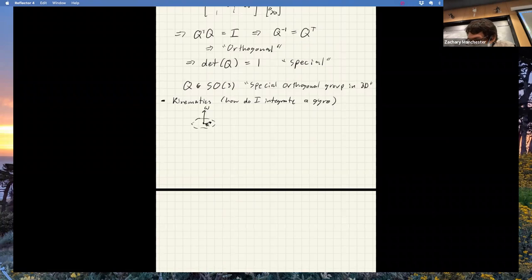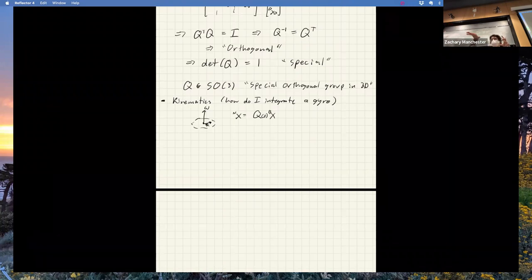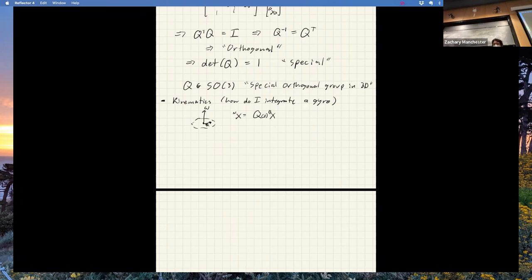So we have XN equals Q of T times XB, right? So XB is a constant fixed in the body frame, right? I drew a line on the record. It's spinning around. So X in the B frame, in the record frame, is not changing. X in the N frame, in the inertial frame, when I'm looking at it from above, is time varying. So that Q is time varying, right?